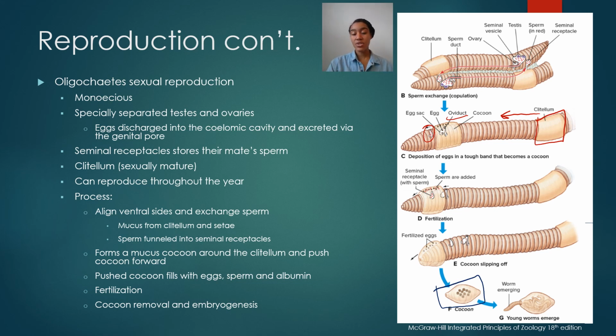And then that cocoon will hang out in the soil for as long as is needed for the fertilized eggs to develop into juveniles. And then the juveniles, which are basically just very small, immature versions of the adult worms, will leave the cocoon and then travel wherever they need to go.